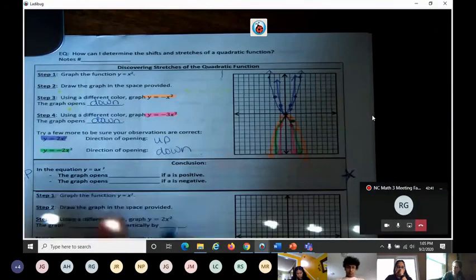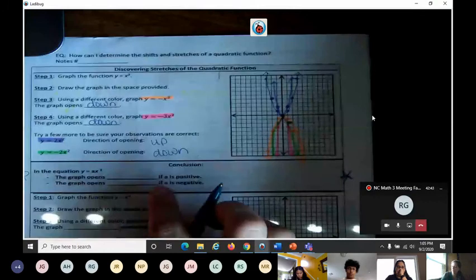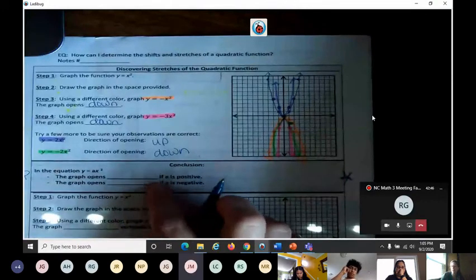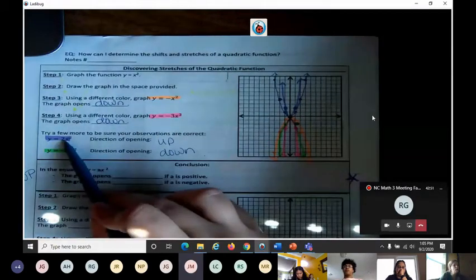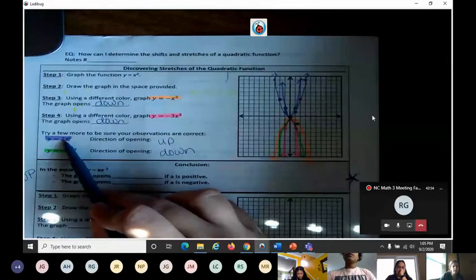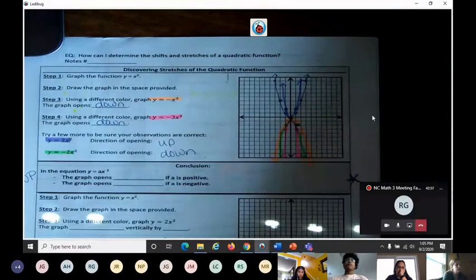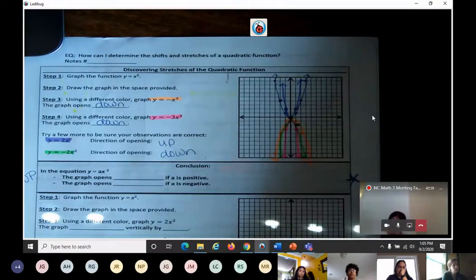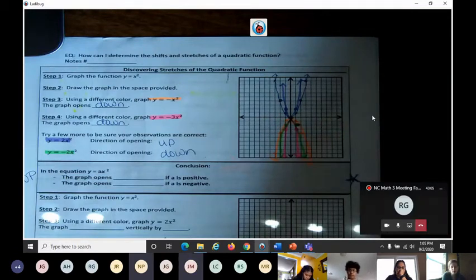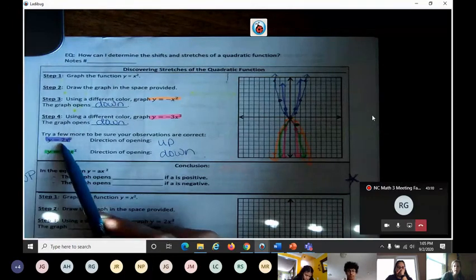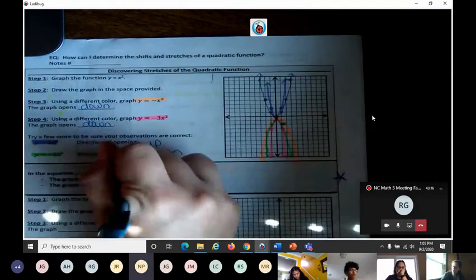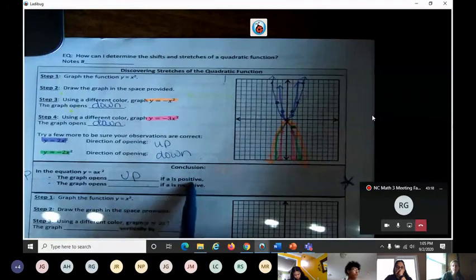So the graph opens blank if A is positive. A is my number in front of the x squared. So when A was positive, what direction did it open, Jamarian? Navre, are you here? Yes. So Navre, when my A value, the number in front of my x squared, was positive, did it open up or down? Up. Very good. So up is going to go right here. So the graph opens up if A is positive.